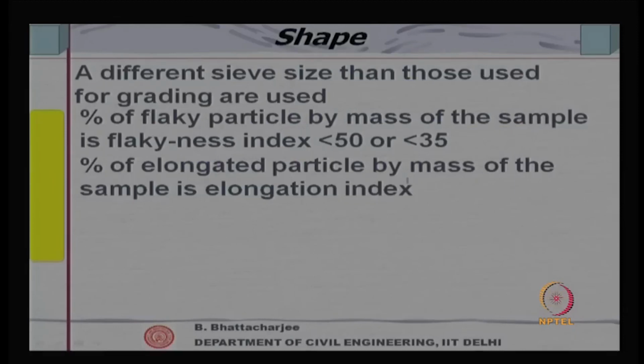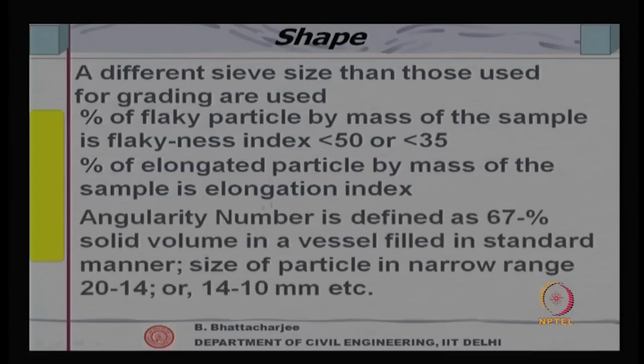Percentage of elongated particles by mass of the sample is the elongation index. So, flakiness index should be less than 50 or 35 depending upon the usage, the codes tell you that way. Similarly, the mass of elongated particles divided by the total mass, expressed as a percentage, we call the elongation index, and that is also restricted by code.